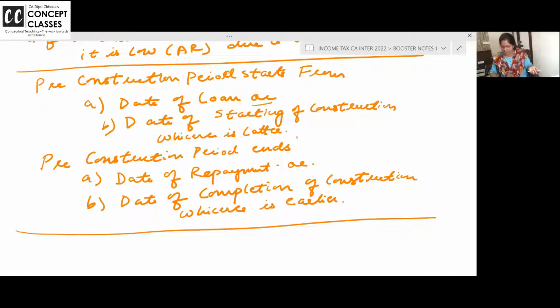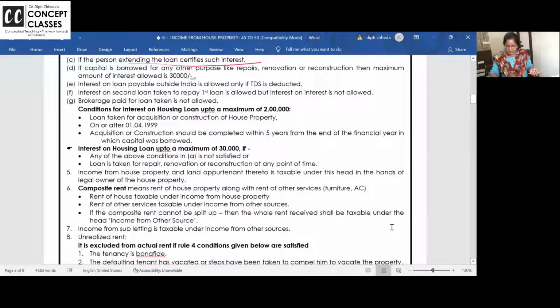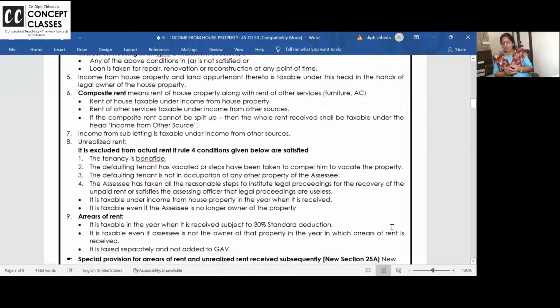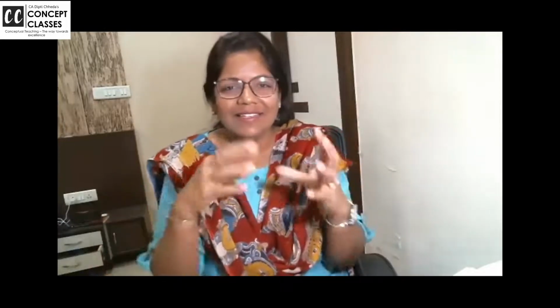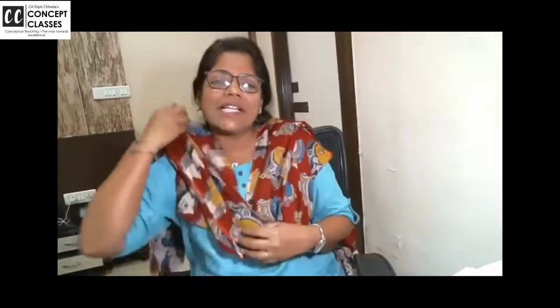Okay. Let us go to our main part now, where we were. Interest on loan is clear? Yes. Now we are doing this concept of composite rent. I'll explain it in my way and then I will read out. Listen carefully. This is asked in MCQs, it is very scoring.